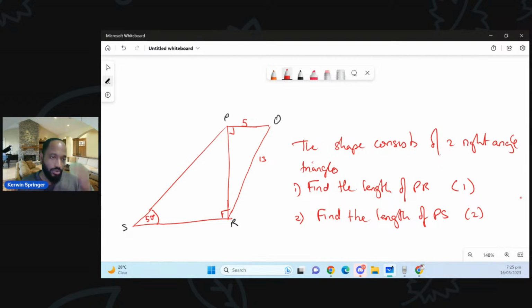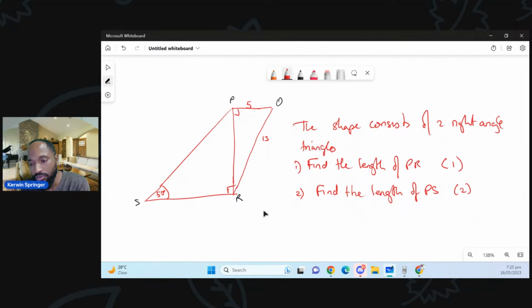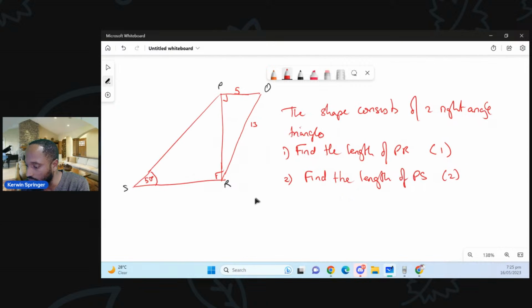Can you do this question? This is basic. This might come in question 3. The shape consists of 2 right angle triangles. Find the length PR, then find the length PS. And let me say it's meters.